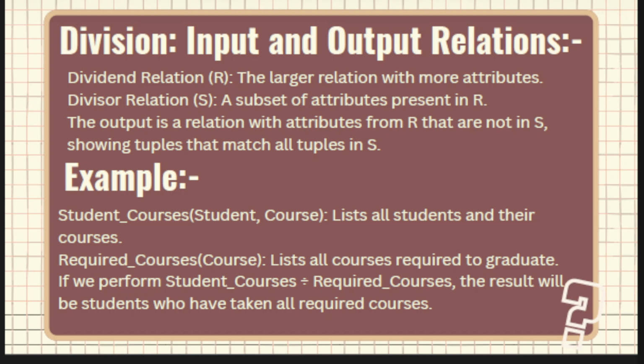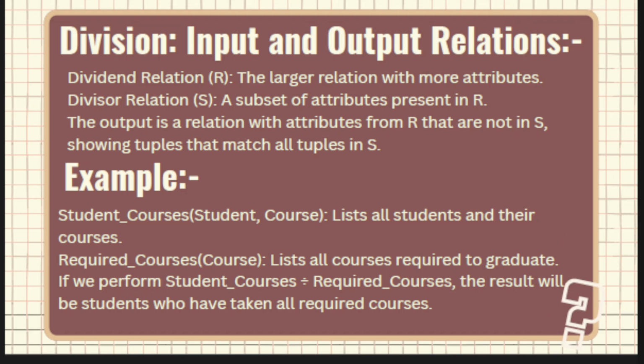Consider two relations: student course and required course. Student course lists all students and their courses. Required course lists all courses required to graduate. If we perform student course divide required course, the result will be students who have taken all required courses. Let's break this down step by step with a table.